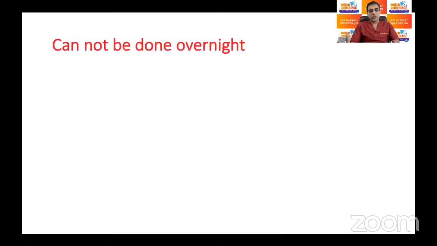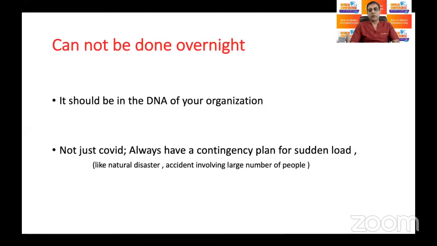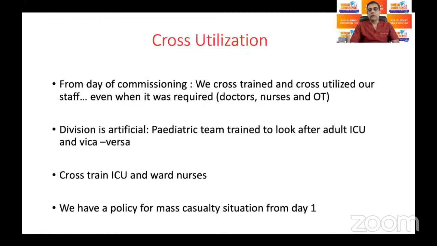All these things cannot be done overnight. It has to be part of the DNA of your organization's thought process. Why is this only COVID? We need to have a contingency plan for any sudden surge of patients, be it a natural disaster or an accident. As well as that comes the cross-utilization. We focus on the cross-utilization of human resources.